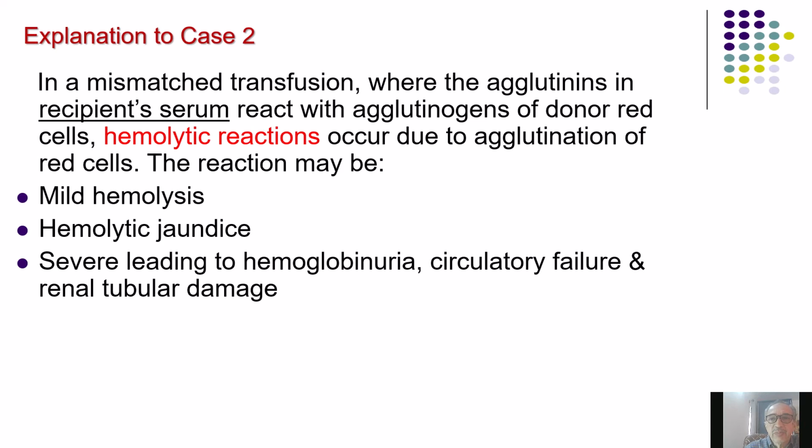Donor red cells are important because the recipient has a large amount of blood. A limited amount of donor cells are given. If they are damaged, it's of no use, and hemolytic reactions will cause havoc. It may be mild hemolysis sometimes. It may be hemolytic jaundice because excess bilirubin liberated cannot be handled by the liver. As in this case, it is very severe.